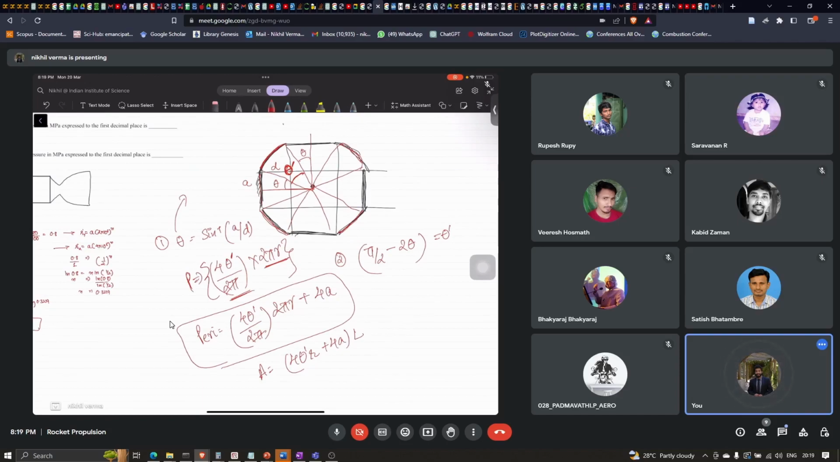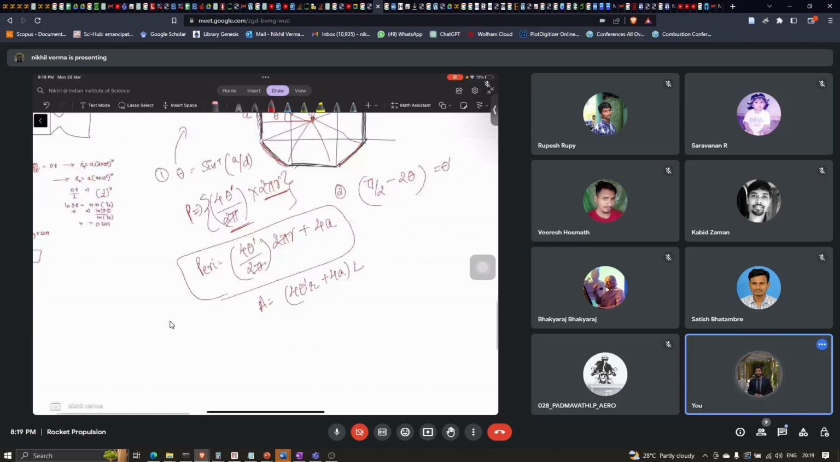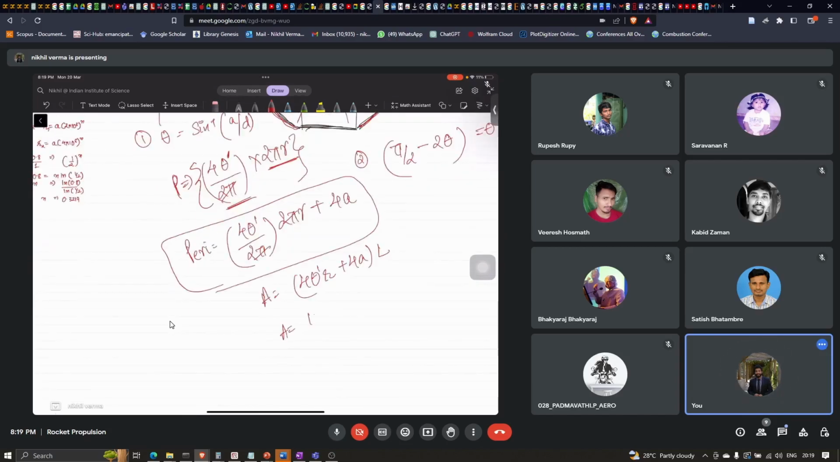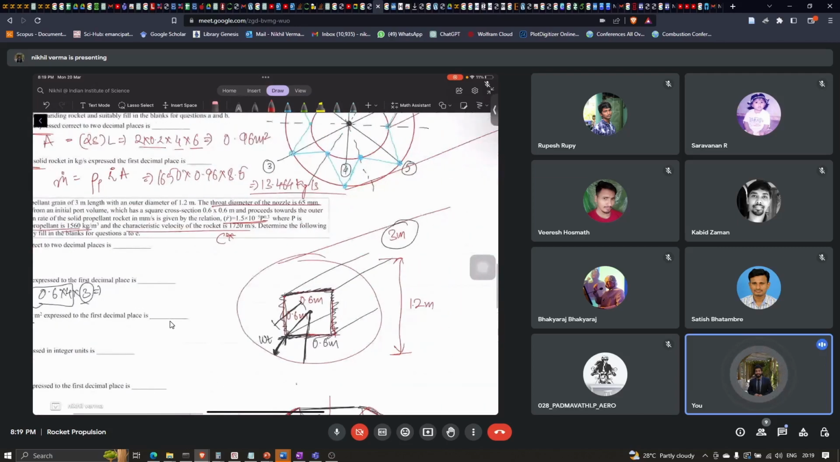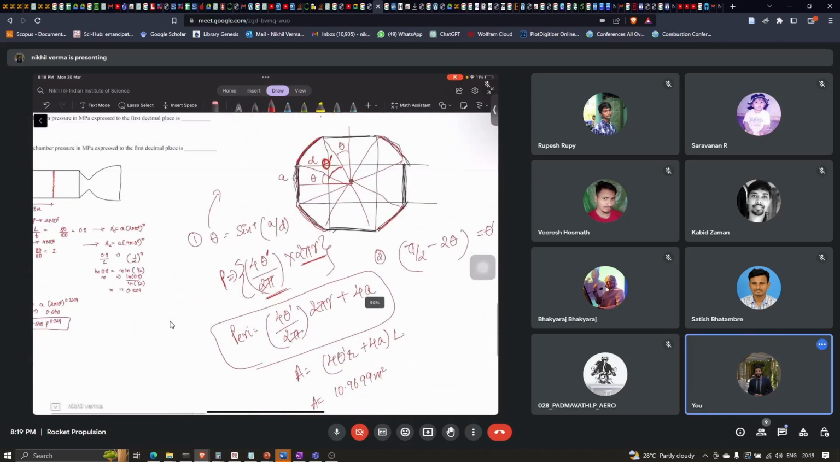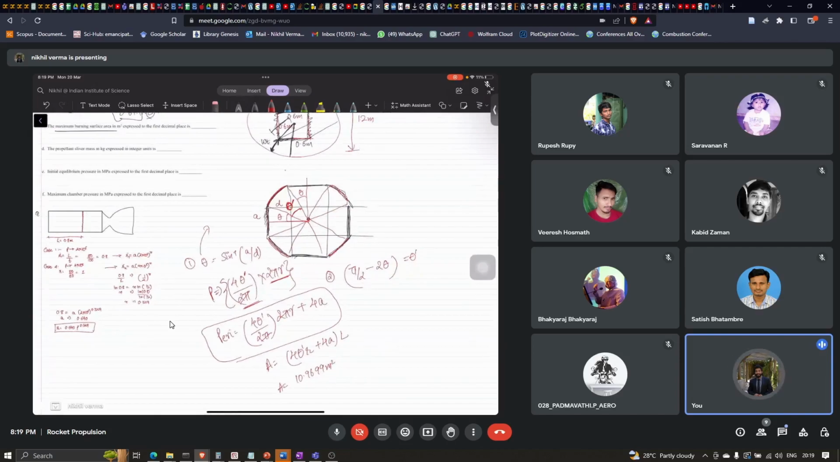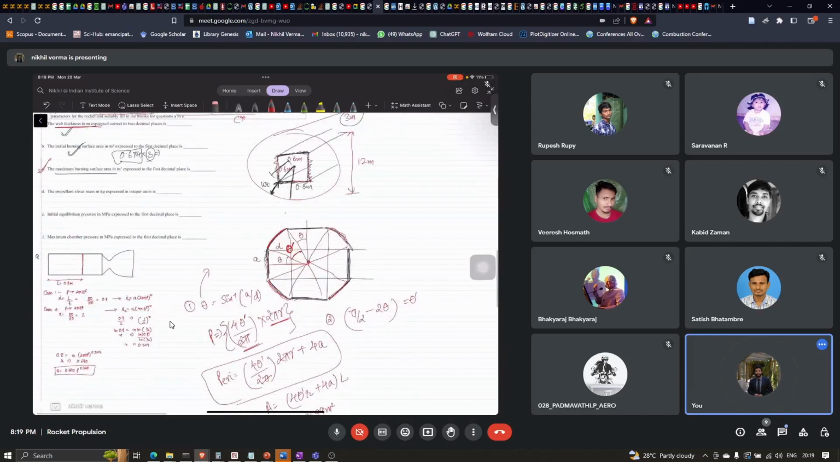If you calculate this theta, let me see my results. So I'm getting theta, and sorry, I'm having the final result. So the area is 10.9699 meter square. Okay, so I hope this is clear, right? This calculation part is clear, right? So this maximum burning surface is, I think you might have understood, right?